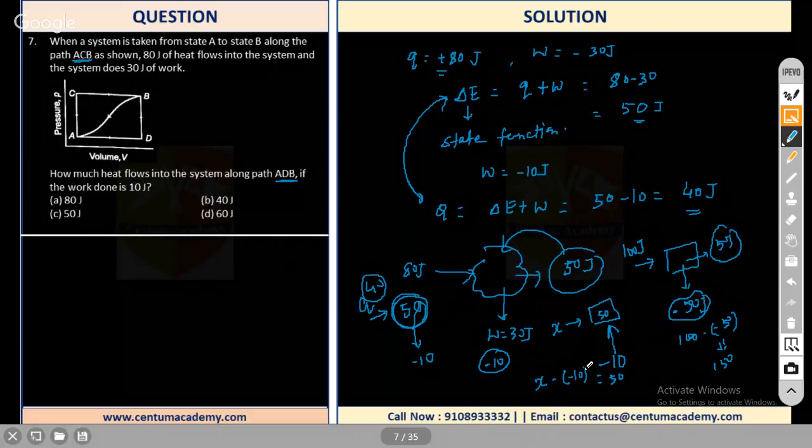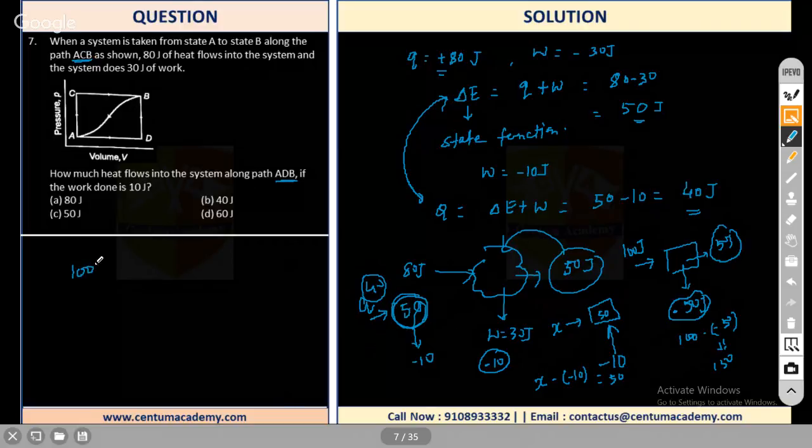See, negative work done means what? Work is done on the system. Is it clear? Just try to understand this example.